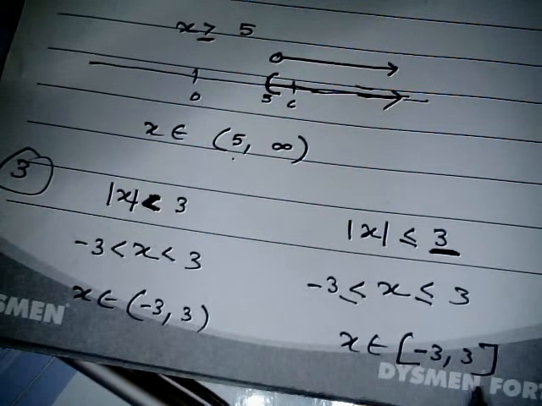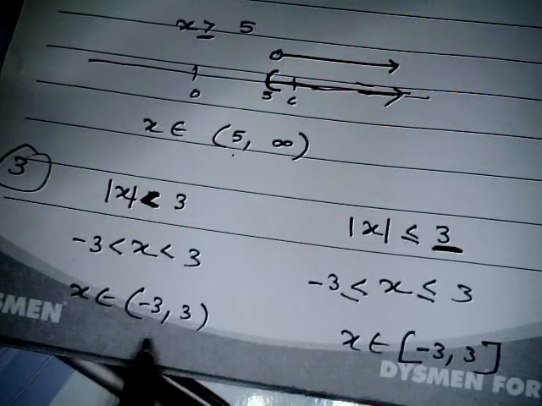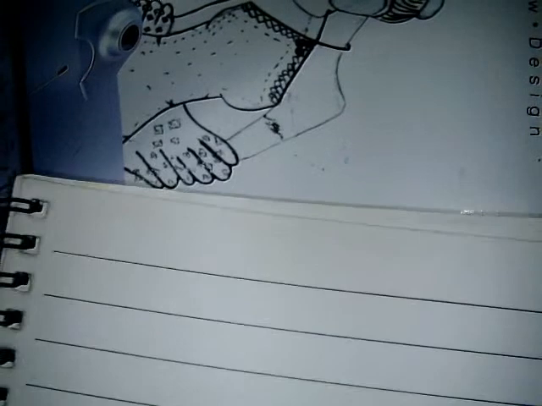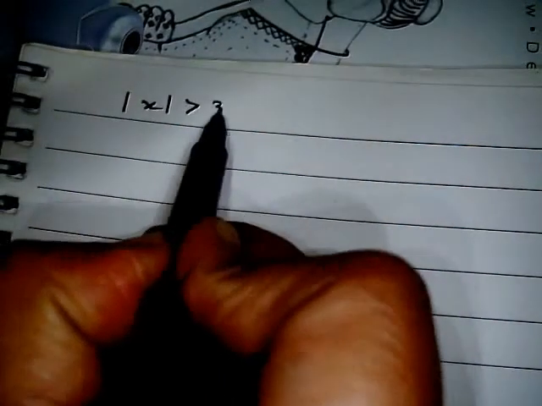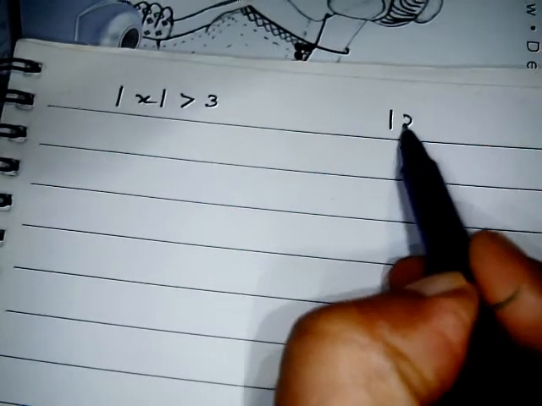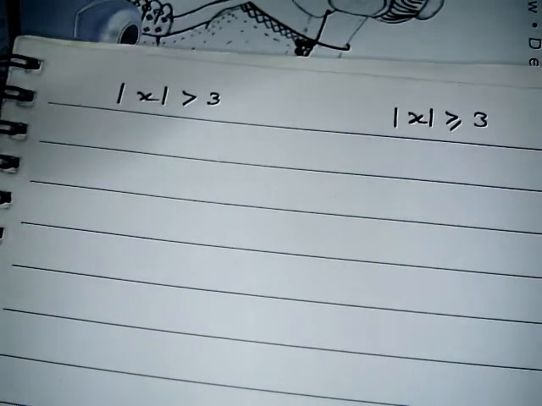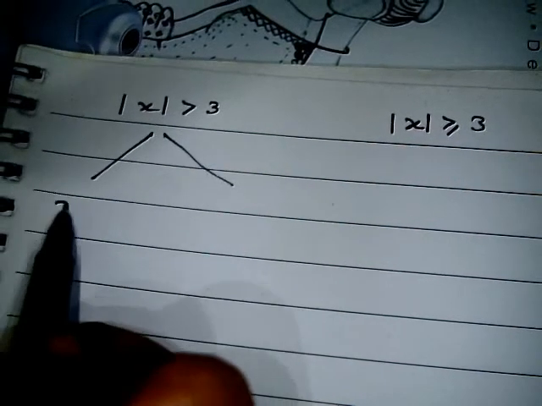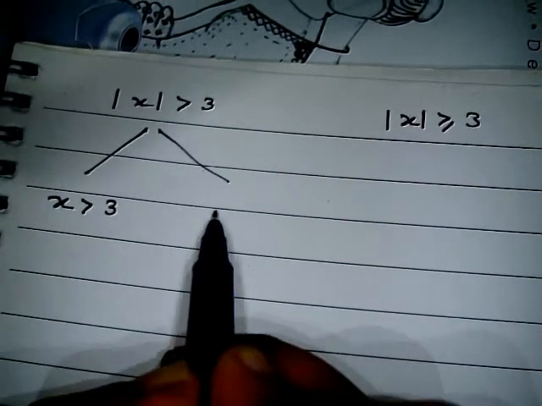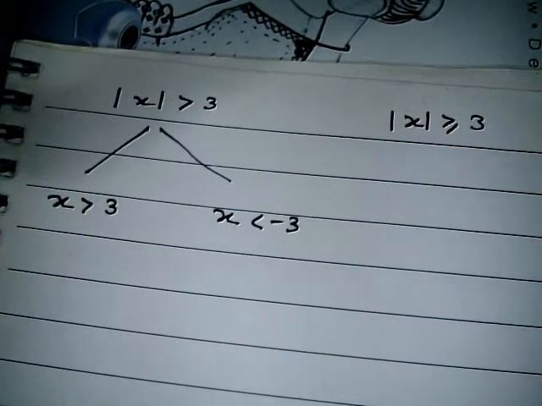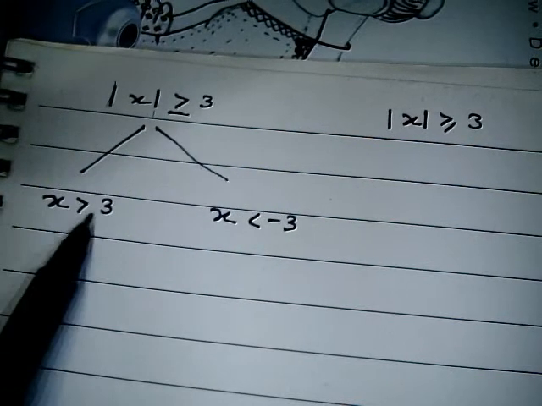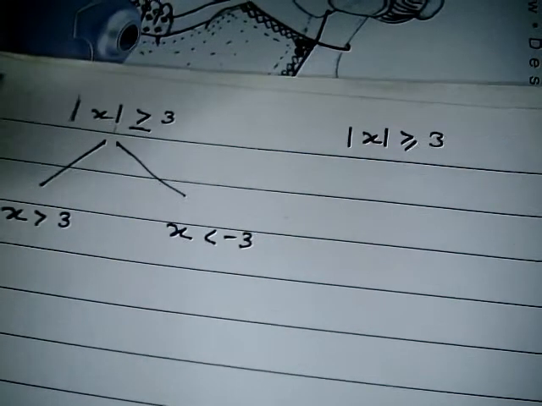Okay, now I have talked about the less than case. Now I am going to talk about when the absolute value and greater than sign are there. Suppose absolute x greater than or equal to 3 is there. Then when you remove it, two parts will be there. One part is x greater than 3 and the other part is x less than -3. This is the meaning of that. This is also the same way: x greater than or equal to 3 and x less than or equal to -3.